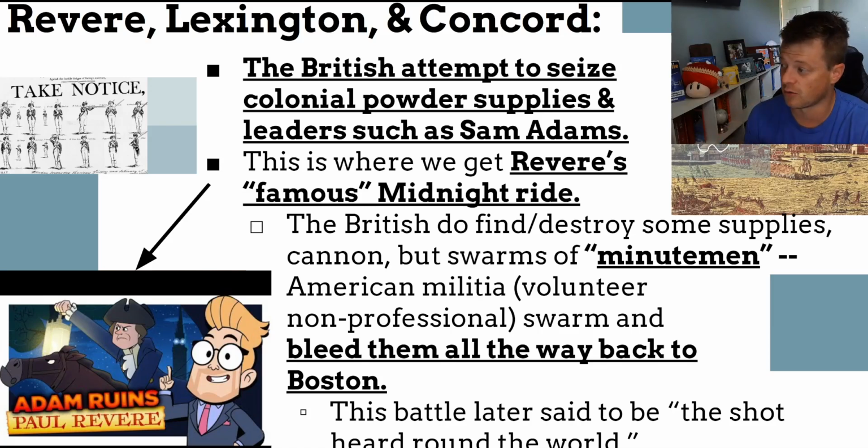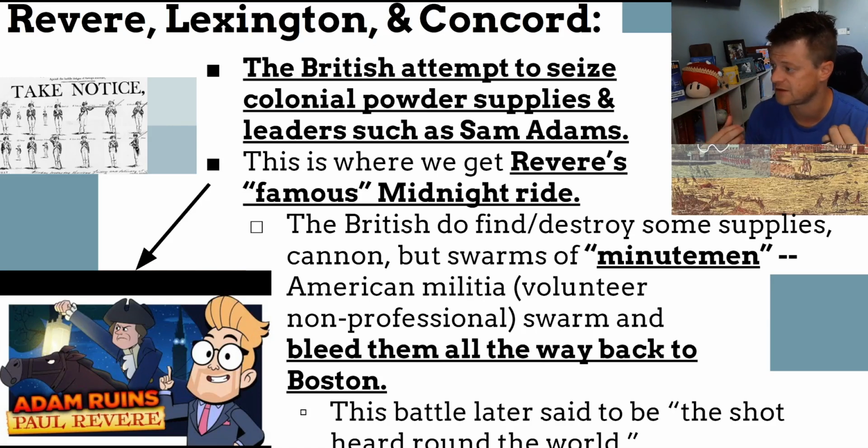This is where we get Paul Revere's famous Midnight Ride. Please click the link down below, and you can watch an Adam Ruins Everything on how he myth busts that quite heavily. Revere is not exactly the person who you probably have been told who he is. He's much less significant and has a much more complicated story than you might assume.